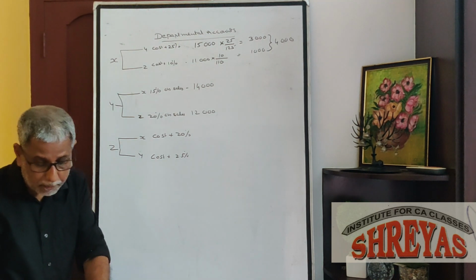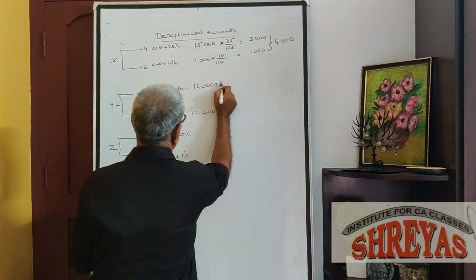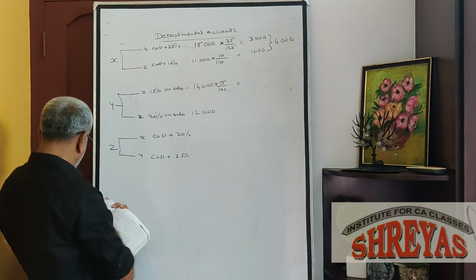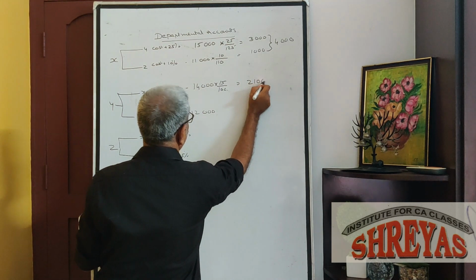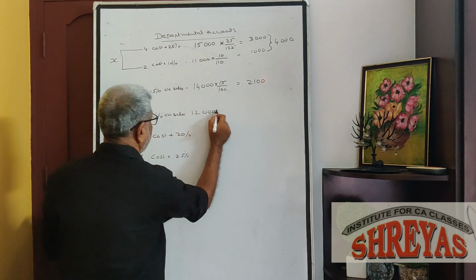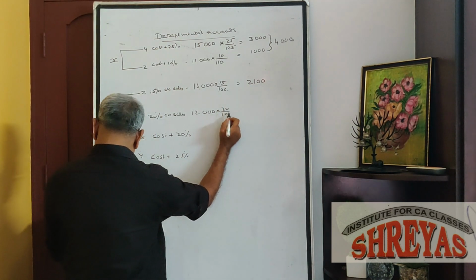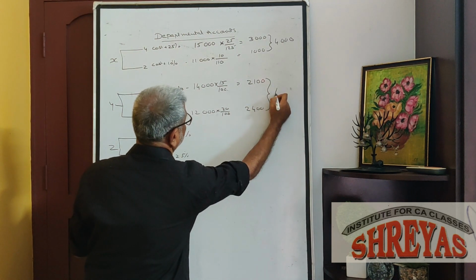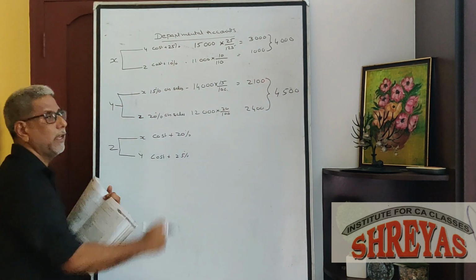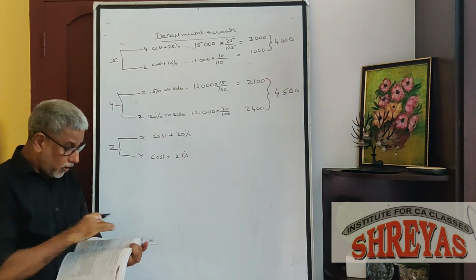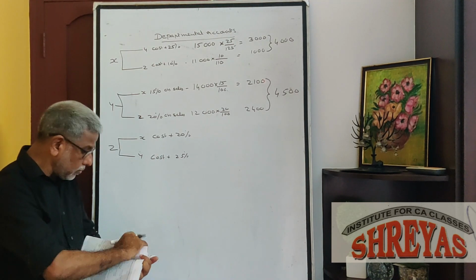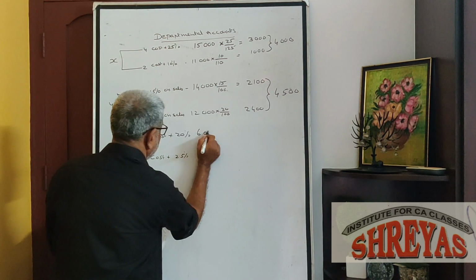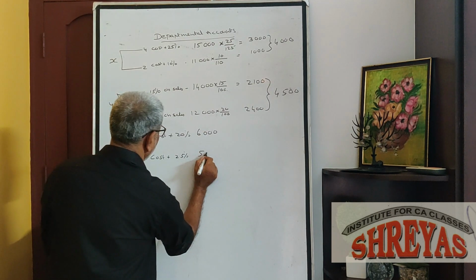If this 14,000 is the sales value of Y, so 15% on sales is the unrealized profit. How much is it? 15% of 14,000. 14,000 into 15 by 100, not 115. That is 2,100. Then 20% on sales, 20 by 100, that comes to 2,400. ഇത് രണ്ടും കൂടി ആഡ് ചെയ്യുമ്പോൾ നമുക്ക് എത്ര കിട്ടും? 4,500 is the unrealized profit of department Y. One more. Z transferred goods to Y and X and Y laying 6,000 and 5,000 in Y.